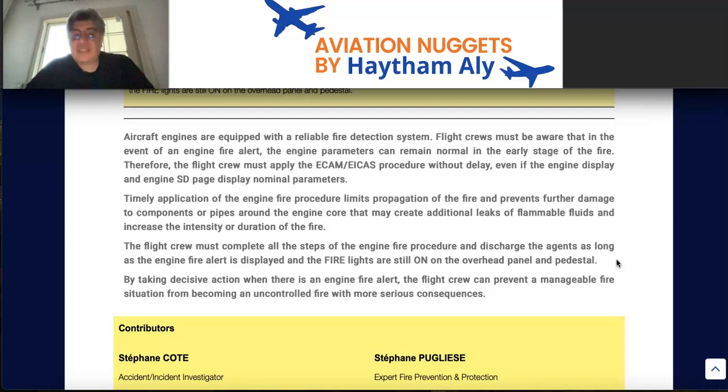So by taking decisive action when there is an engine fire alert, the flight crew can prevent a manageable fire situation from becoming an uncontrolled fire with more serious consequences.